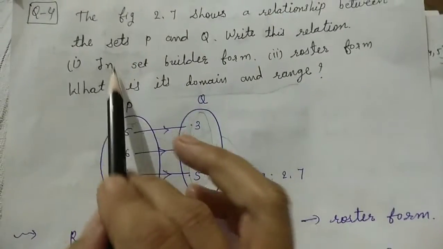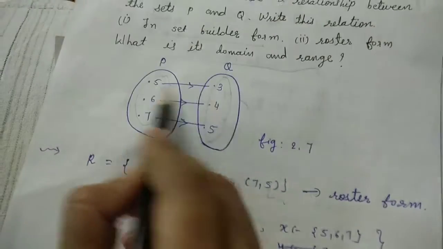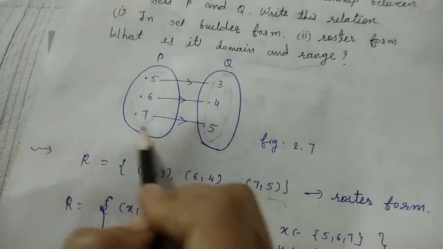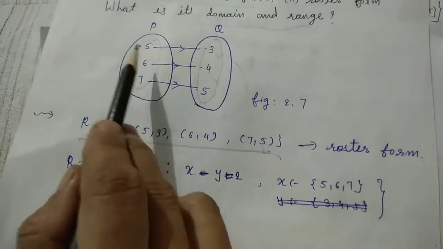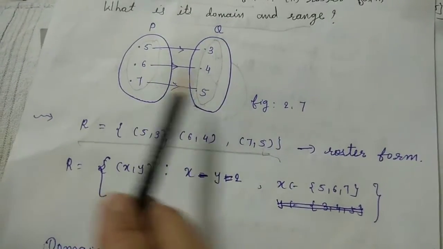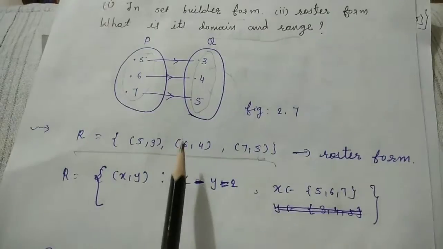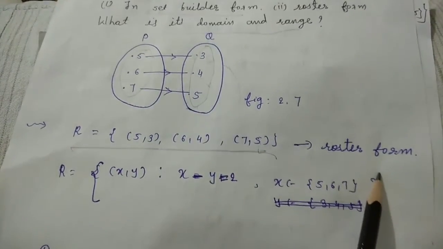Now the question is how to write it in set builder form. There is no problem in roster form. 5 to 3, 6 to 4, 7 to 5. So I have written it first in roster form. 5 is related to 3, so (5, 3). 6 is related to 4, so (6, 4). And (7, 5). So the roster form is done.